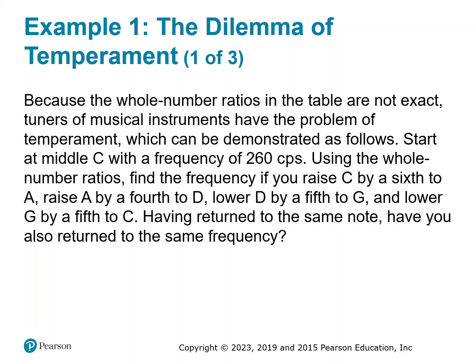We're going to find the frequency if you raise C by a sixth to A, and then raise by a fourth to D, then lower D by a fifth to G, and lower G by a fifth to C. So I'm going to raise a sixth and a fourth, and lower a fifth and a fifth. 6 and 4 makes 10, 5 and 5 makes 10. What goes up seems to have come down. Are we at the same frequency?